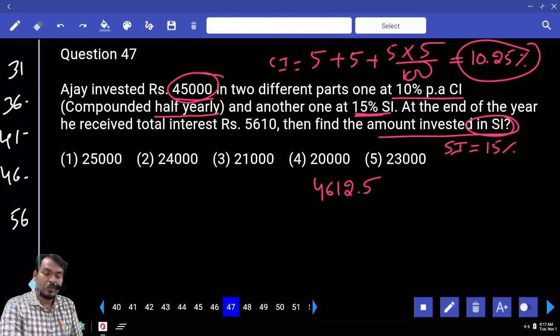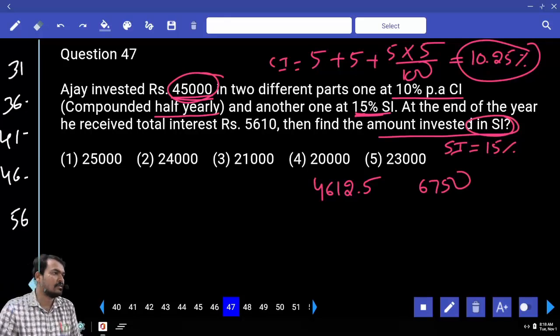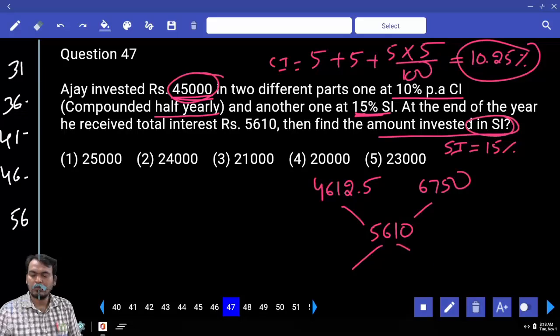Next, in the second case, what is the interest value? 15%. 15% of which one? 45,000. What is the 10%? 4,500. 5%? 2,250. Total it is 6,750. What is the minimum interest? 4612.5. What is the maximum interest? 6,750. What is the overall interest in both the cases? 5,610. Using these three values, we get the ratio between the principal of the first one and the principal of the second one.